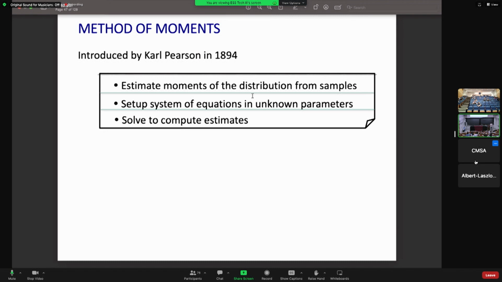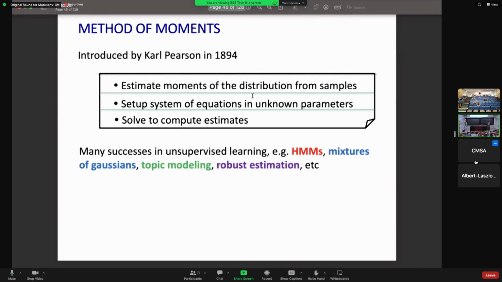You want to solve some learning problem, like I want to learn the parameters of some underlying distribution, given samples from it. And I just follow this simple blueprint. The first thing that I do is I use my samples to estimate the moments of the distribution. And then once I have estimates for the moments, I set up a system of equations that constrains what the moments tell me about the underlying parameters that I want to estimate. And then I solve those equations.